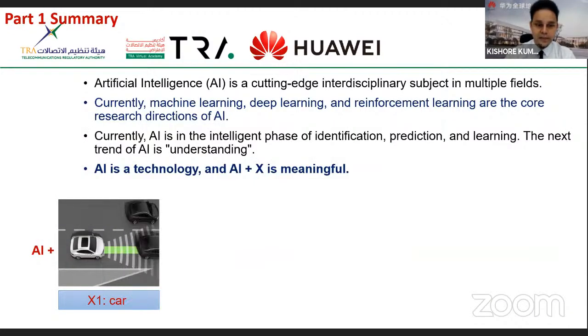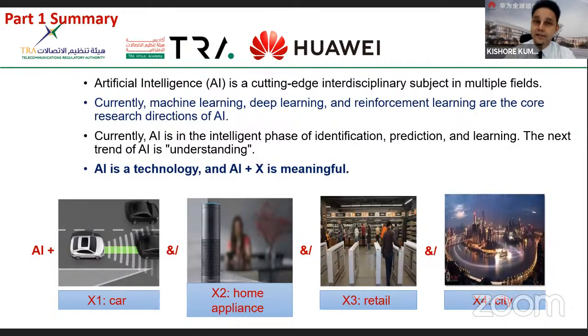All right, so at the end, I'd like to cover that. What is AI? AI is a box of tools. AI is applications, right? AI plus something is meaningful. That means AI is a technology, right? AI is a box of tools. If we put them with something in a real life scenario, let's say AI plus car, that becomes an unmanned car. AI plus appliances becomes smart appliances. AI plus retail becomes smart marketing, right? AI plus city gives you smart cities, doesn't it?